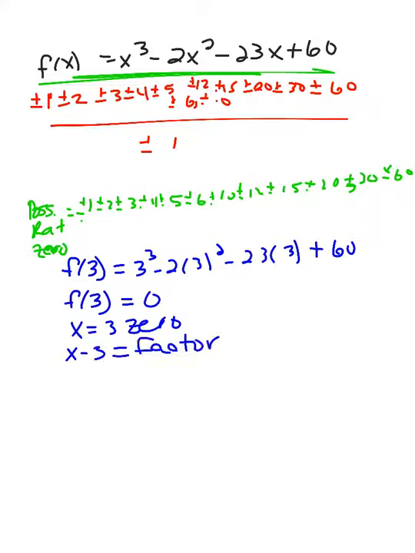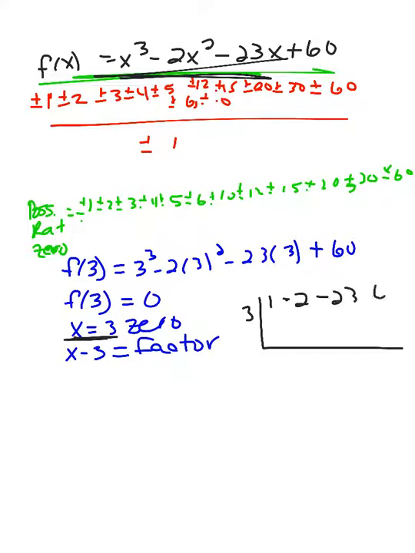All right, so now I'm going to start breaking this down using synthetic division. So I have 3 is a 0. Write down all my coefficients, 1, negative 2, negative 23, and 60. So I bring down the 1, I get 1. 3 times 1 is 3. Negative 2 plus 3 is 1. Times 3 is 3. Negative 23 plus 3 is negative 20. Times 3 is negative 60, and I get 0.